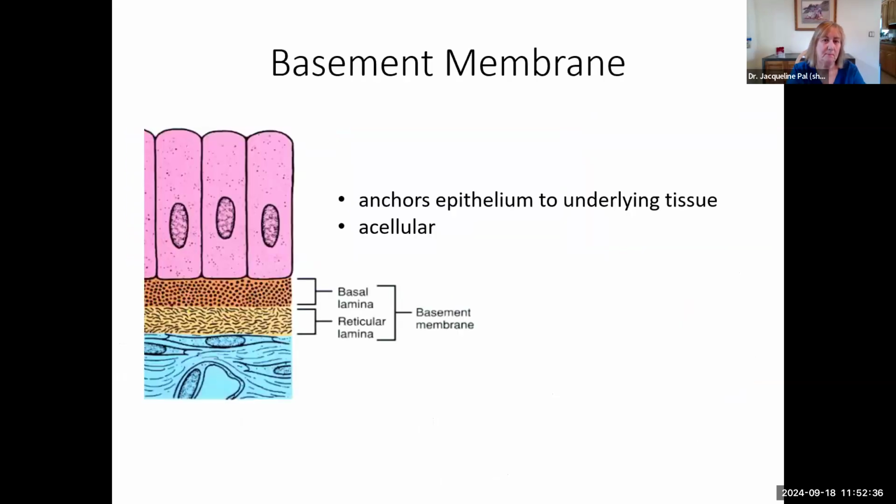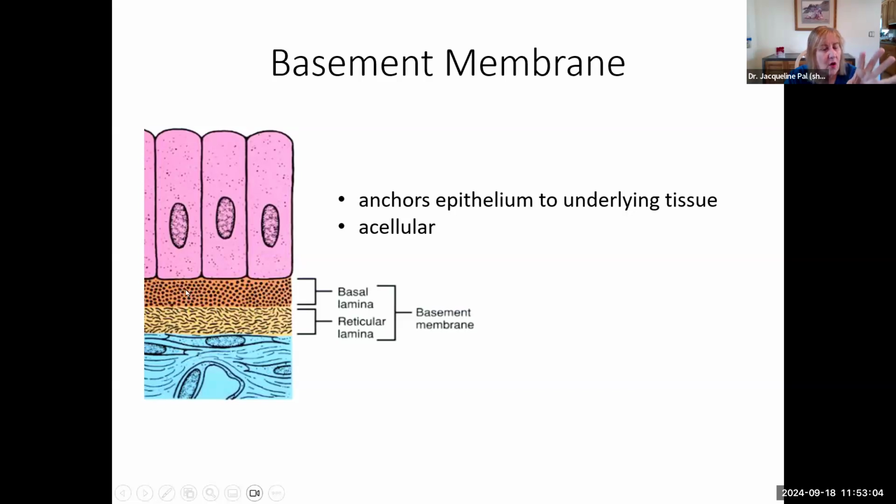Now, epithelium is not just something that's sitting on top of something else that we can just peel off. It has to be anchored to the underlying tissue. It's just like a house, which in most parts of the country has to be anchored to the underlying ground by a basement. The epithelium is anchored to the underlying tissue by what we call a basement membrane.